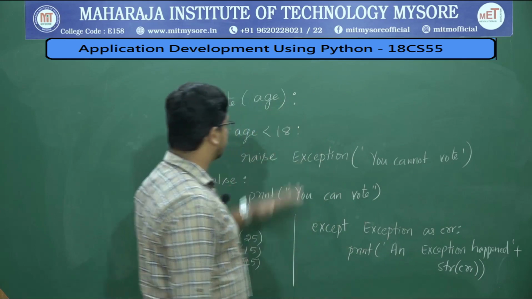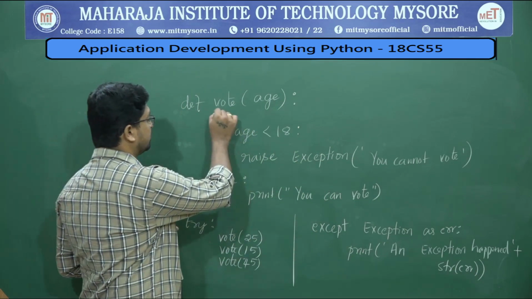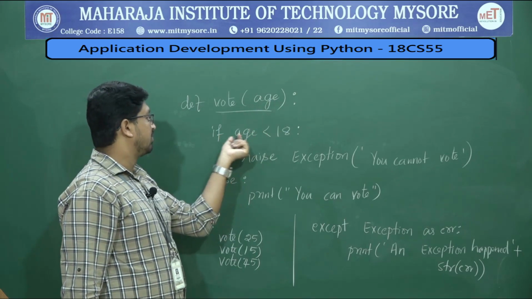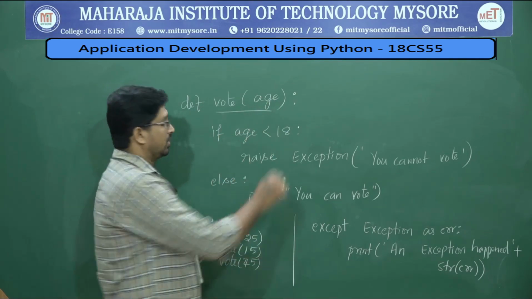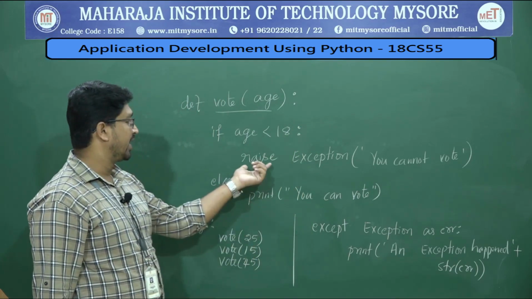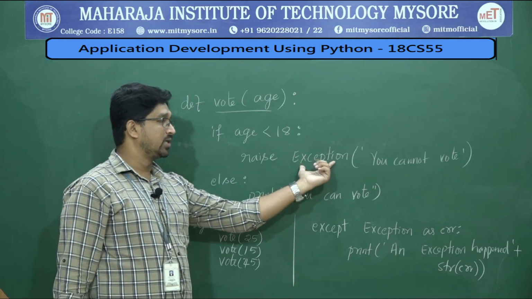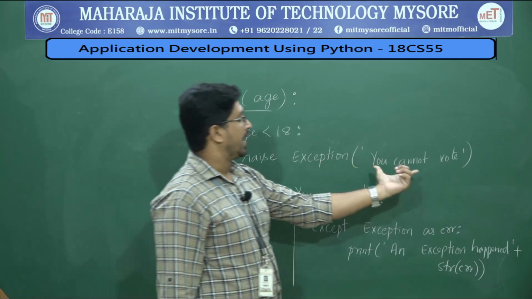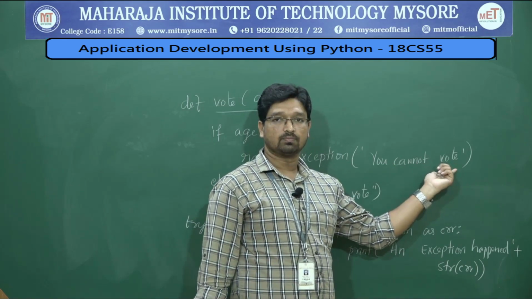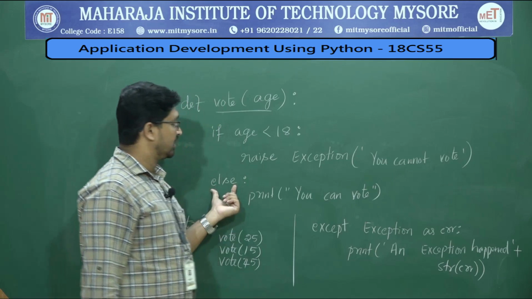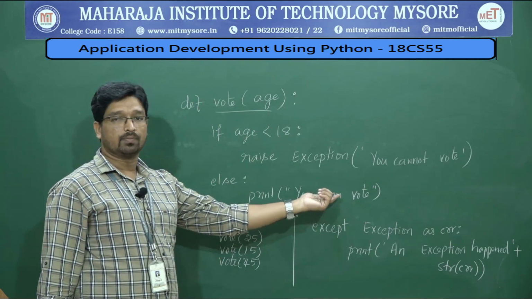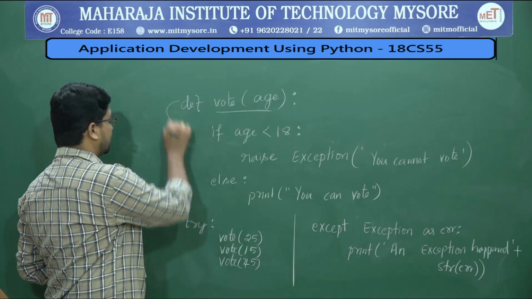So here we have considered a function called vote, which takes one parameter, age. Then I am checking whether the age is less than 18. If the given age is less than 18, I am raising an exception, with the raise keyword and the Exception function. Inside it I write an error message, you cannot vote. Else, if age is not less than 18, you will get you can vote. So this is the function body.